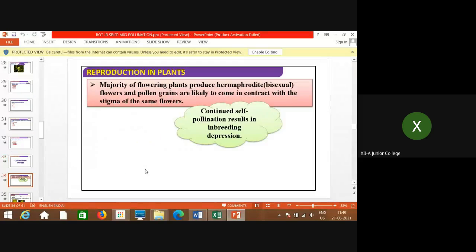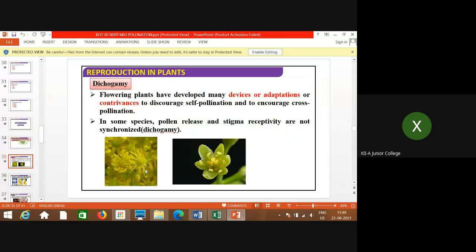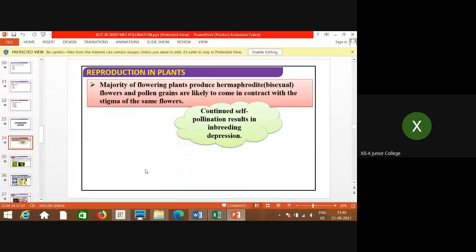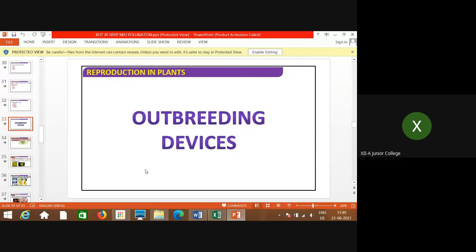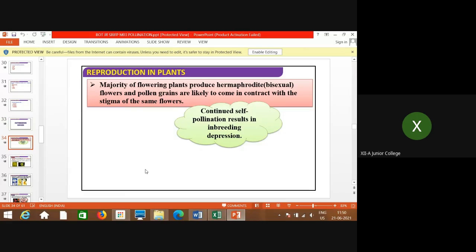Now we have the last 10 minutes. Let me know whether we can continue with outbreeding devices, or not, because we have already revised the part. So if you say we will continue for these outbreeding devices, shall I continue? One of you can unmute and tell, because 10 more minutes are there. If you want, I will continue. Otherwise, I will stop. Okay, we'll have discussion. No issue.